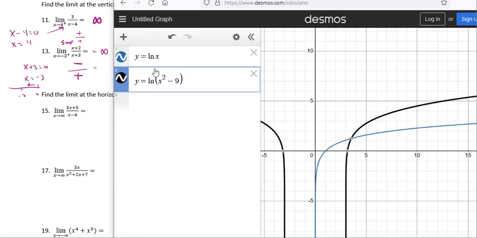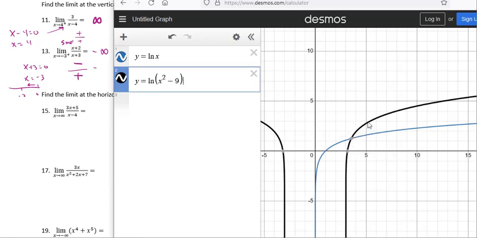So what we have to look at is this piece right here, this x squared minus 9. We cannot have that be 0 because we cannot have the natural log of 0. And we cannot have that be anything that's going to make it negative. So we can't have this value be any more than 3.